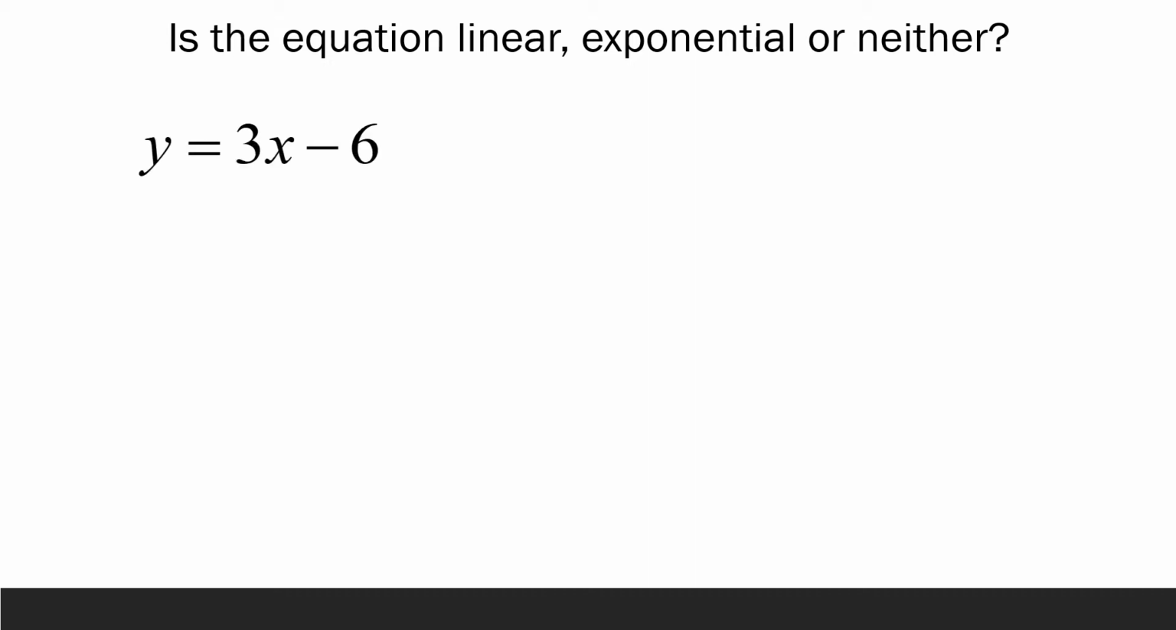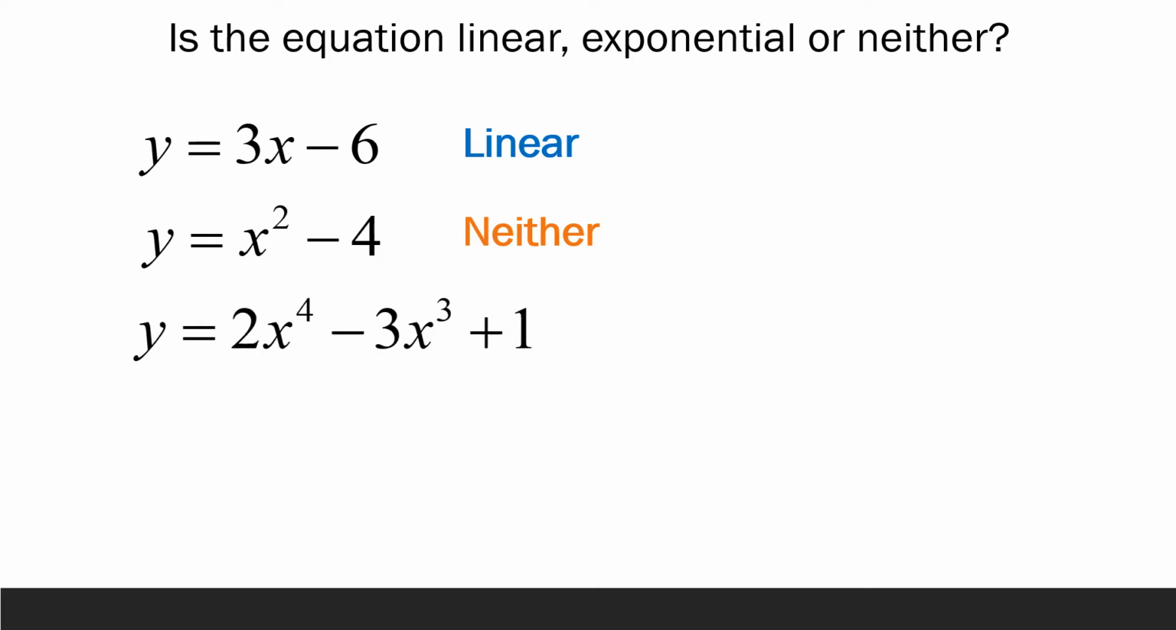All right, let's take a look at this form. Well, it looks like the y equals mx plus b form, so this would be linear. Well, this form has an exponent, but the exponent is not a variable, so it's not exponential. It doesn't look like the linear form because it has an exponent on the x, so this would be neither. Well, same thing on this one. It has exponents, but the exponents are not variables, so it's not exponential and it's not linear, so it has to be neither.